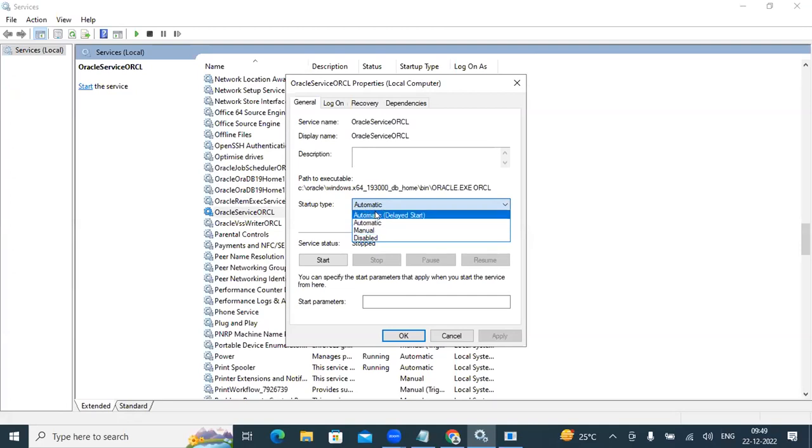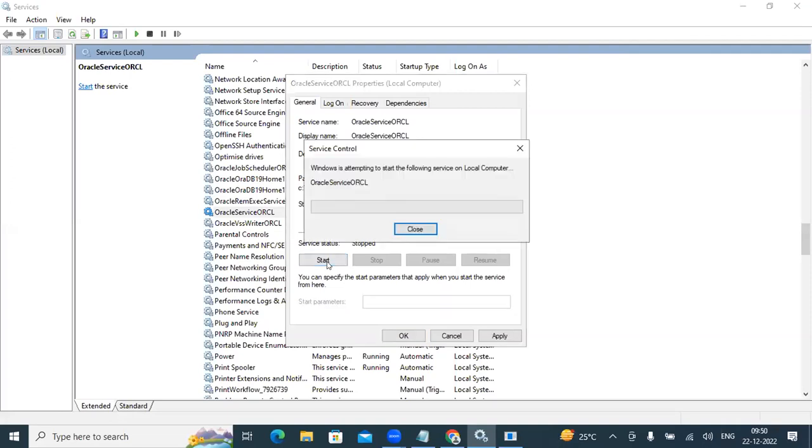That's why they use automatic. But with automatic delayed start, if you select this, your server will not be ready immediately. It will take some time to activate. So if you want immediate activation, you have to select automatic. Then come to service status. Here it is presently stopped, and now you make it start. I just click on the Start button, then the service will be started.